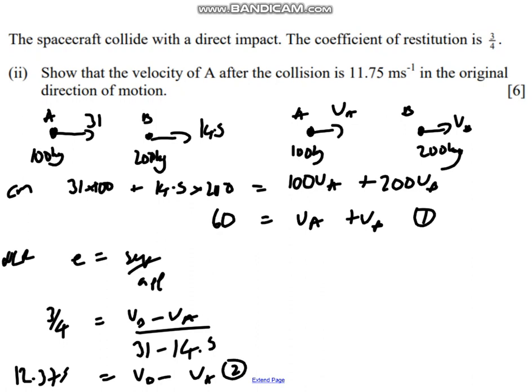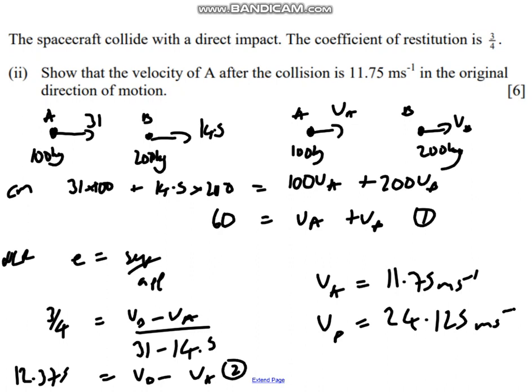So we've got two simultaneous equations now. If we slam those into our calculators, we will get that VA is equal to 11.75 meters per second, and VB is equal to 24.125 meters per second. Okay, so there we go, there's our two answers there.